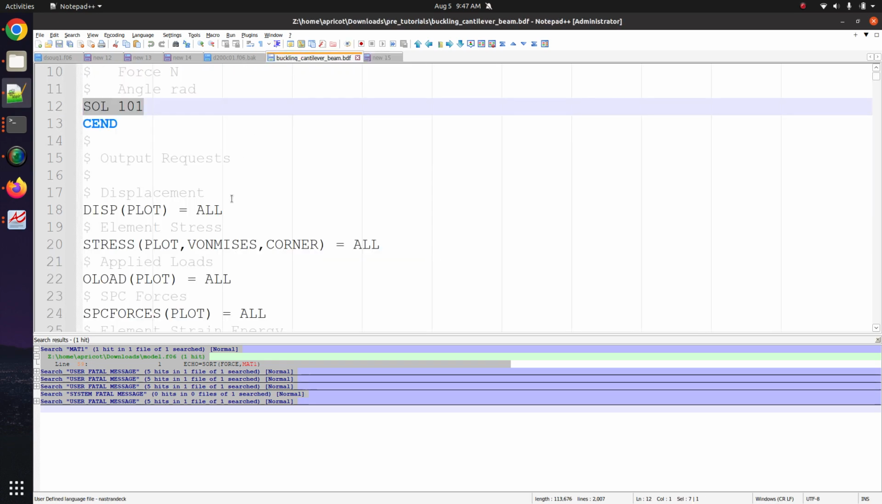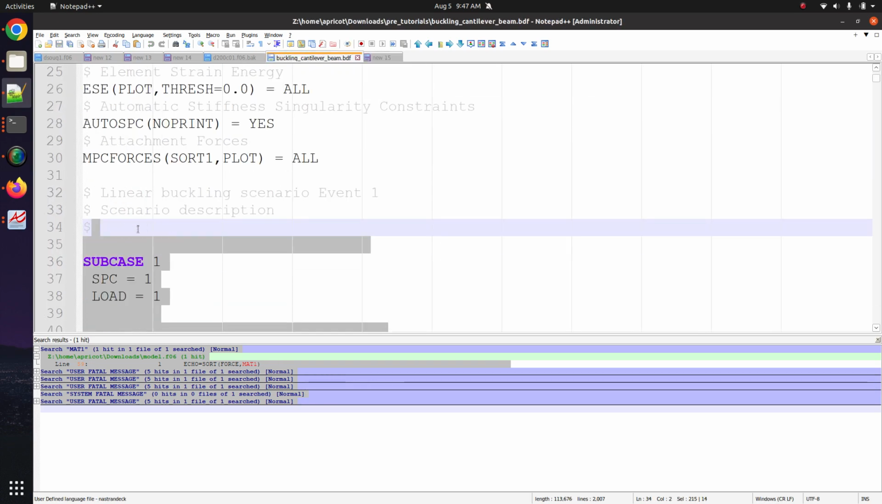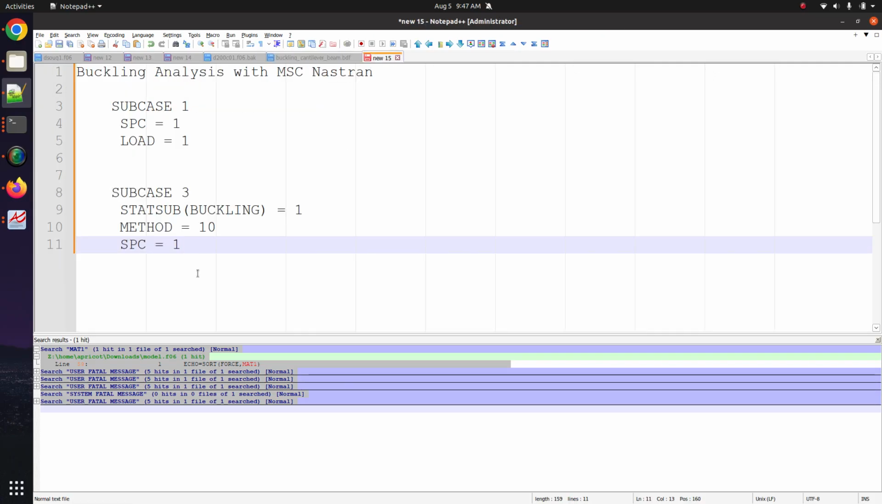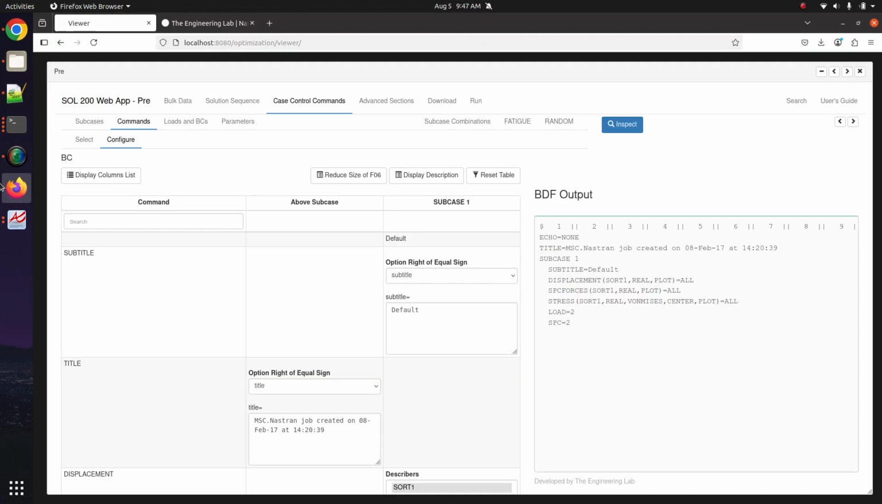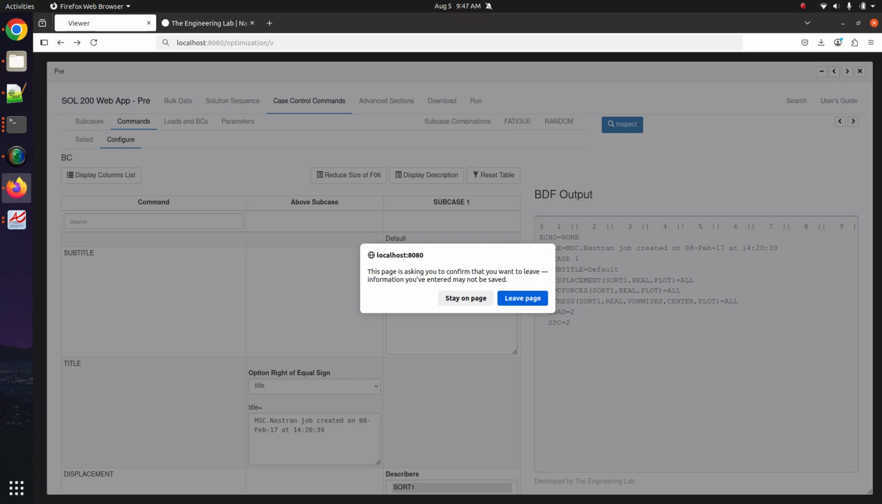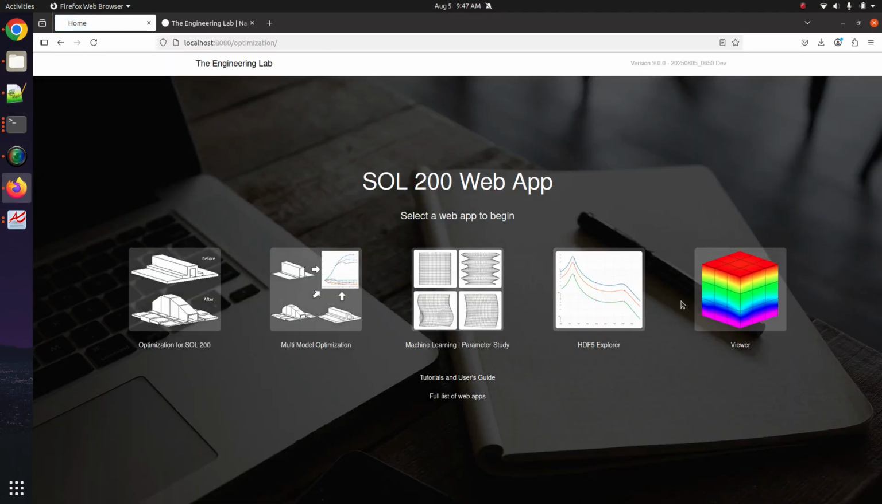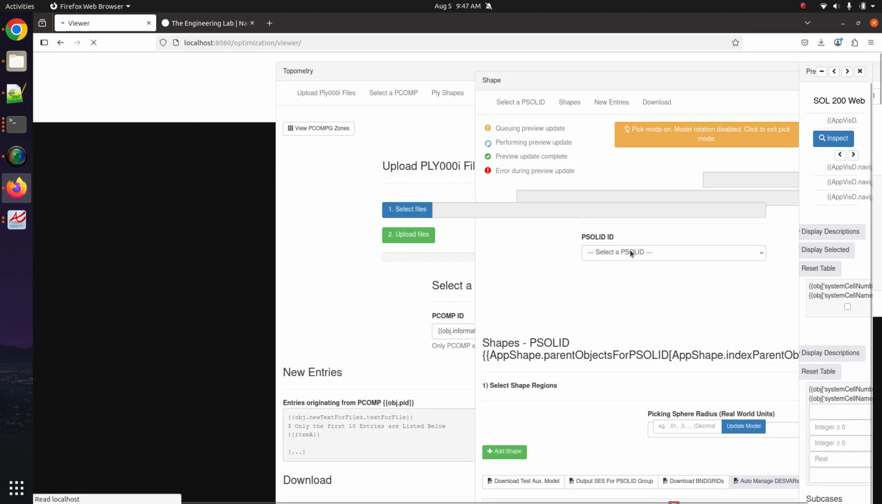So here, I have two load cases for this model. Now I need to add two additional subcases that are going to perform the buckling analysis. So how do we do that? We are going to be using a tool called the SOL 200 web app. Let me go to the home page just so you can see what that web app looks like. So this is the home page. Here at the far right, we're going to be using something called the viewer.